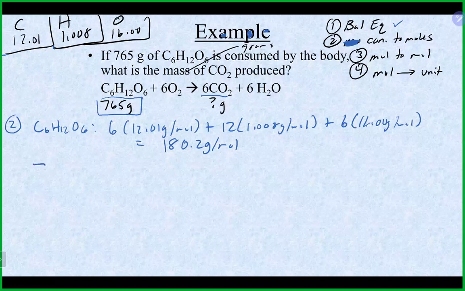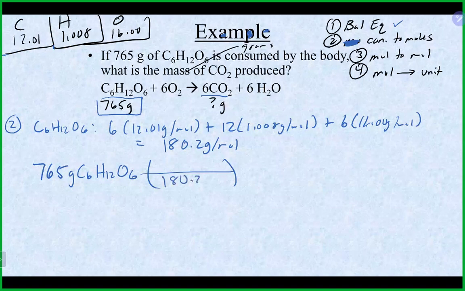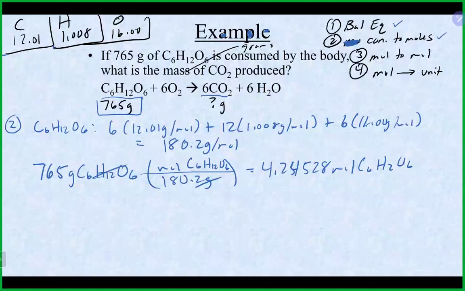That's going to be our conversion factor to go from grams to moles. So we'll take our 765 grams, using the molar mass from the periodic table as a conversion factor, with grams on the bottom, 180.2 grams per mole of C6H12O6. The grams are going to cancel. Once again, if you got an answer here, there's probably not too much rounding at this point. 4.2528, we'll call it, moles of C6H12O6. That takes care of step number 2.